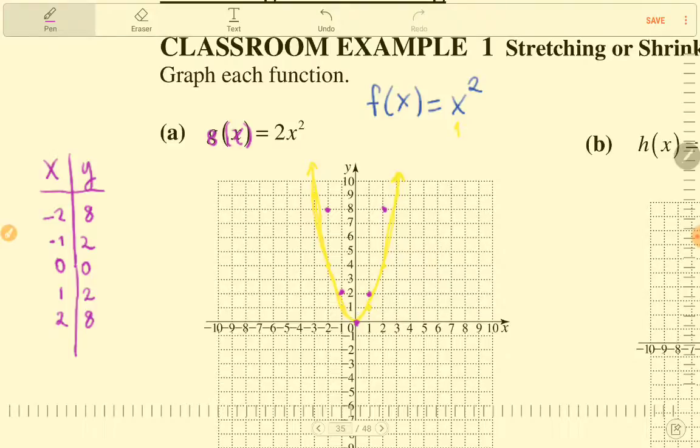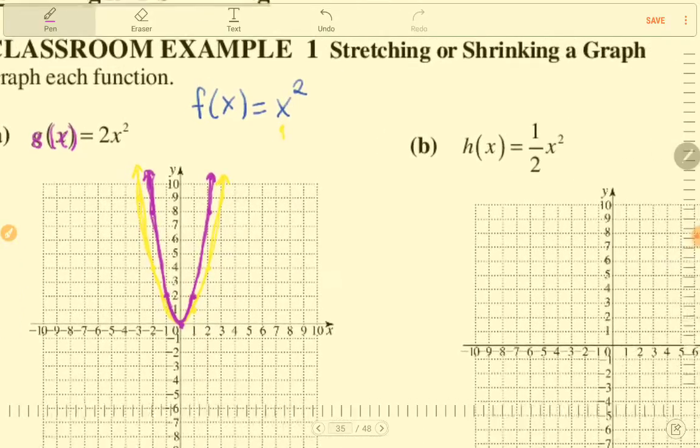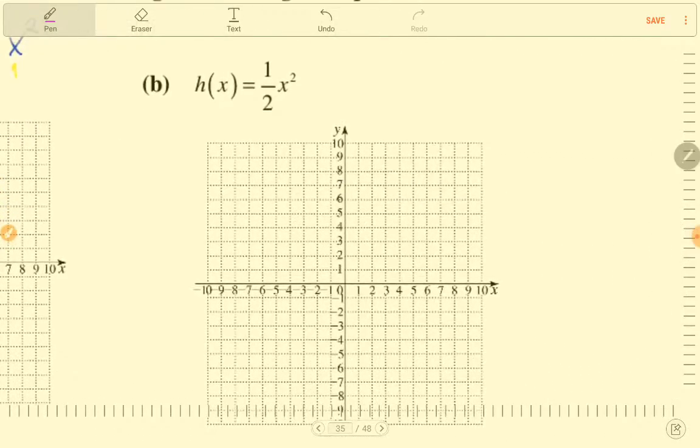Alright, so that's enough points for now, because I can now see enough to connect my dots with the U shape. So this is supposed to look rounded, not pointy. And it's going on into infinity, but it is thinner. It's been stretched, kind of like a rubber band getting pulled upward. So that's stretching. Okay, then we have h of x.